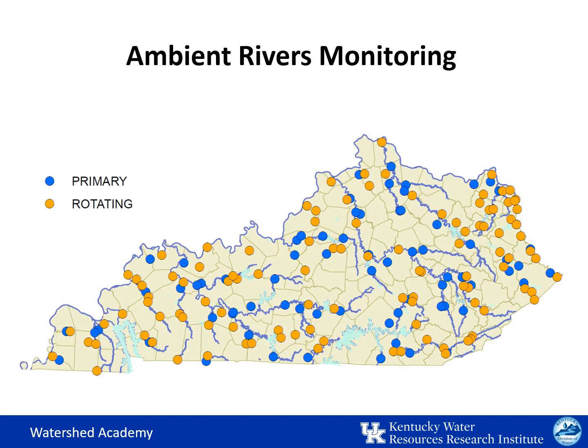This map shows the ambient rivers monitoring. The primary fixed stations in blue are sampled every year if possible. The orange color are rotating stations and are sampled during the year of focus for that particular basin management unit. Thus, they should be sampled every 5 years.